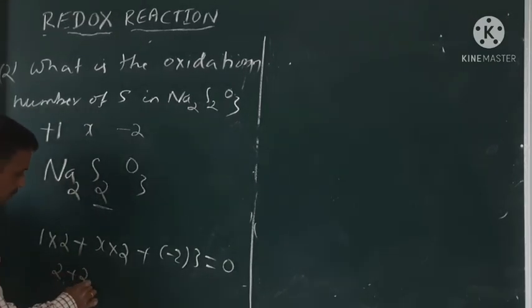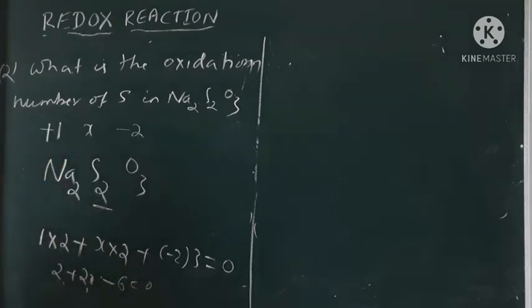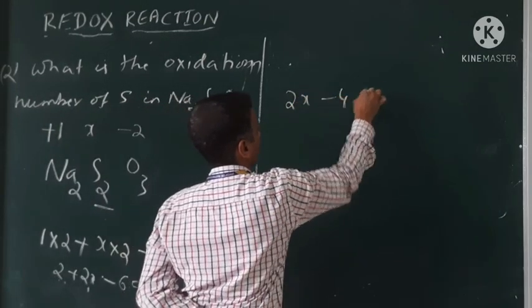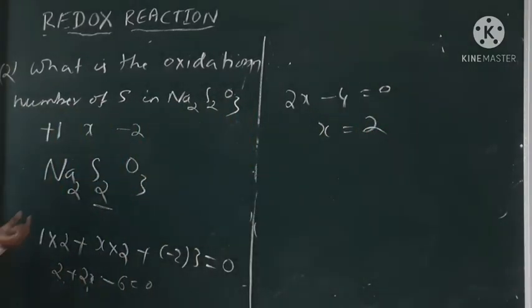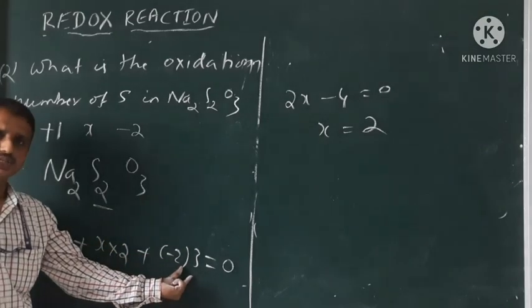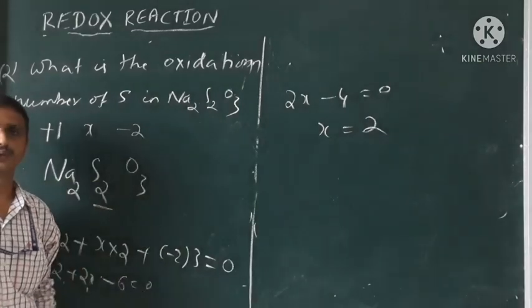So 2 plus 2X minus 6 equal to 0. So 2X minus 4 equal to 0, X equal to 2. Yes or no? 2 and -6: minus 6 plus 2 is minus 4. So 2X minus 4 equal to 0, or X equal to 2.